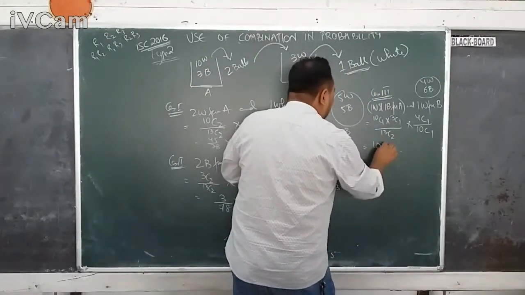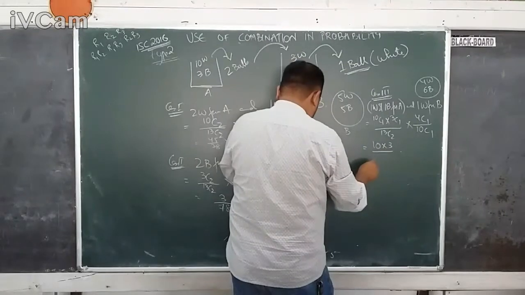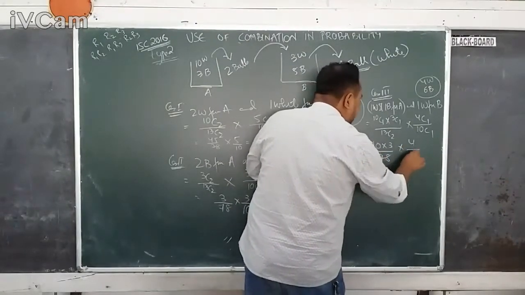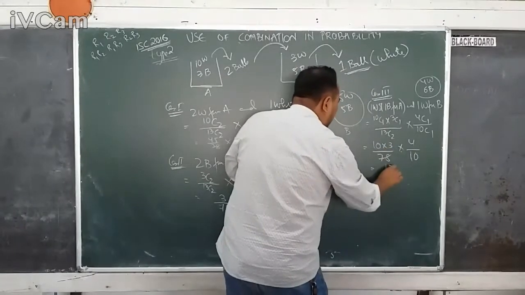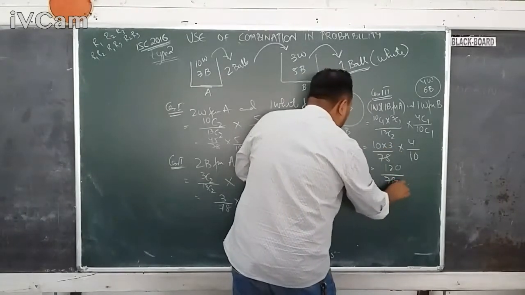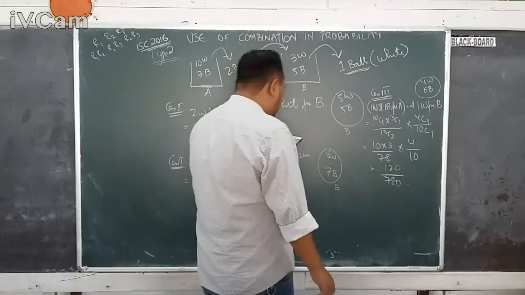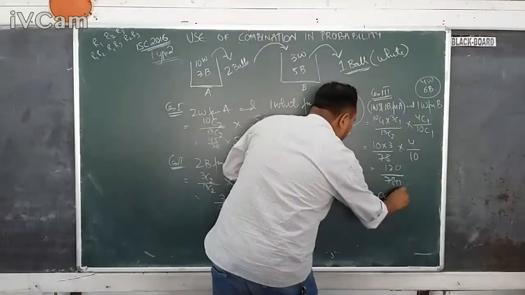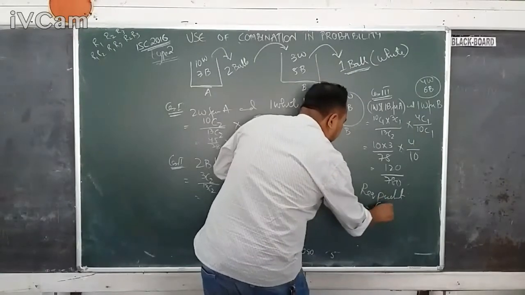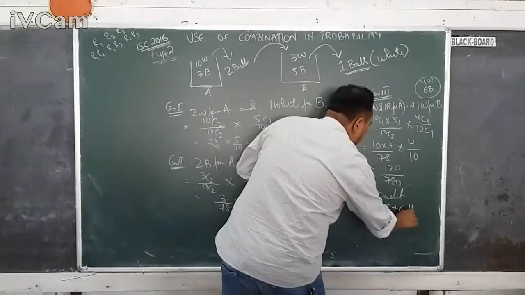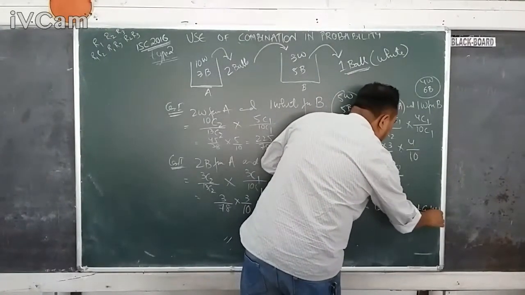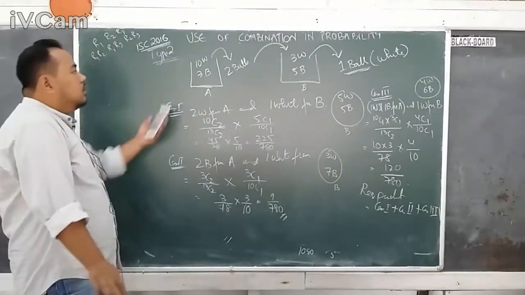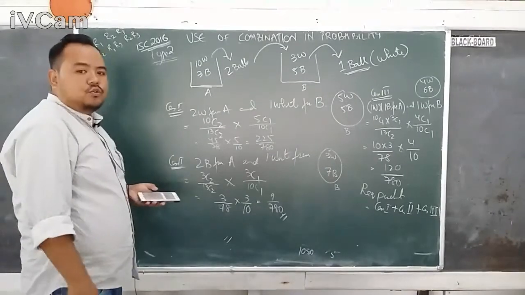So what do you get? This becomes 10 into 3 divided by 78 into 4C1 is 4, 10C1 is 10. So what do you get? 120 divided by 780. So your required probability is going to be case 1 plus case 2 plus case 3. So this is how you solve a question on probability using combination.